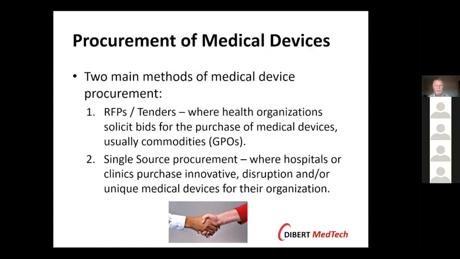And I've got GPOs there, group purchasing organizations. I'll go into a little bit more detail on those groups in a couple slides. So tenders and then single source. When there's a bunch of competitors, if you think about syringes and commodity devices, it's going to go to tender, and they're going to select the product based on price.